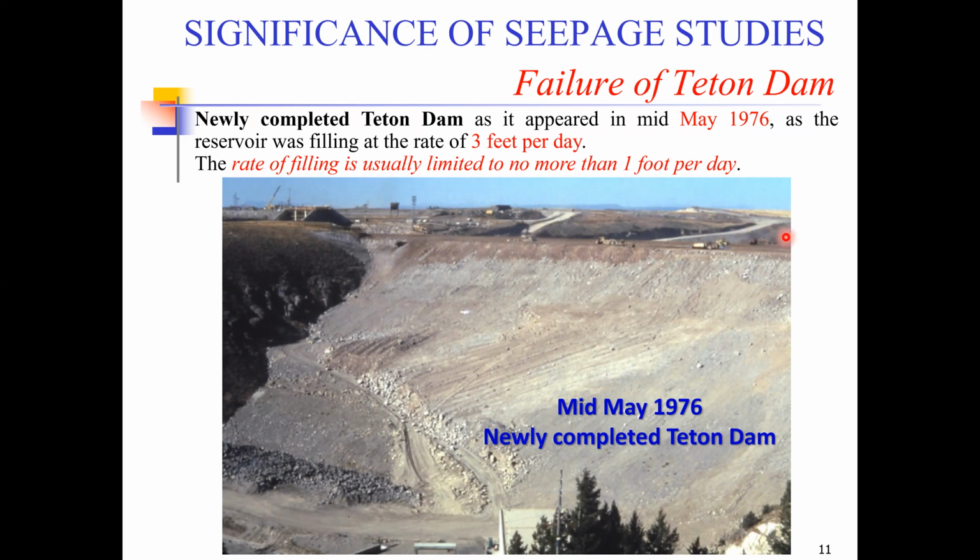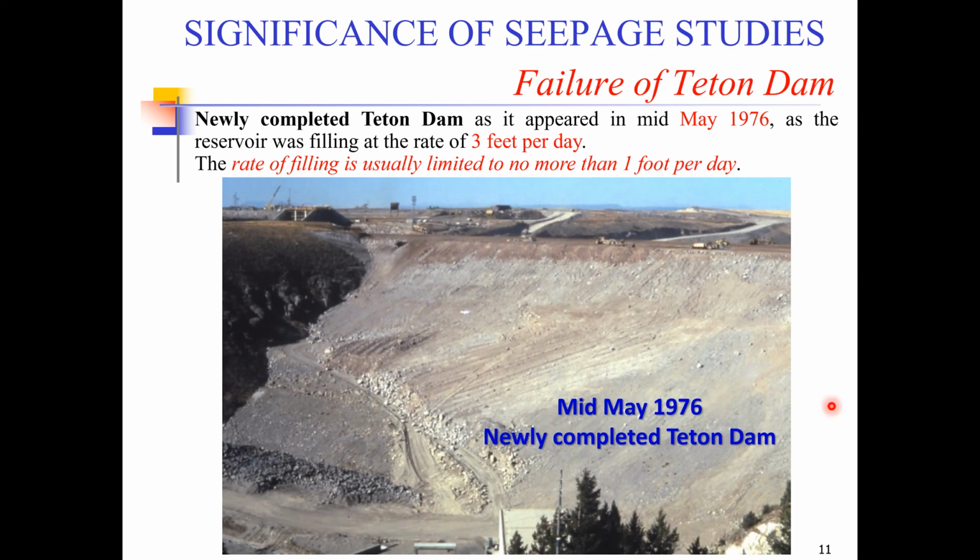Once the dam construction was complete, they started filling the water. But the interesting thing was they filled water at a very rapid rate, at 3 feet per day. Means the height of water in the reservoir was increasing at 3 feet per day. Generally speaking, in today's world, we know that the rate of filling is generally controlled up to around 1 foot per day.